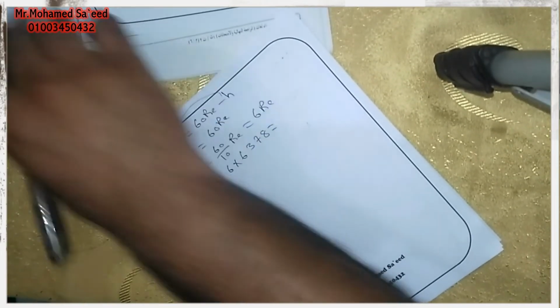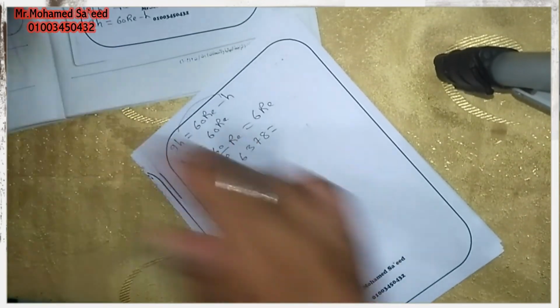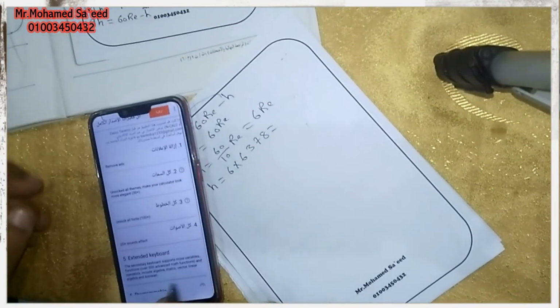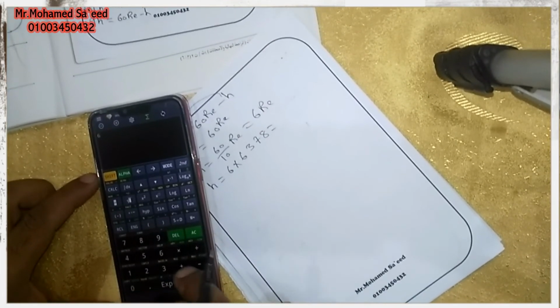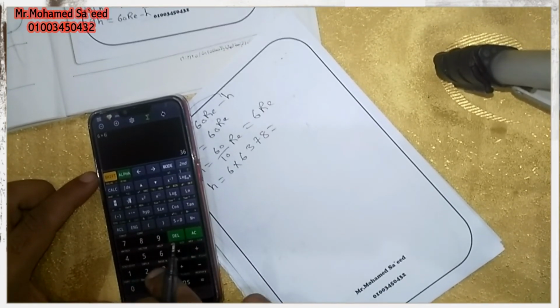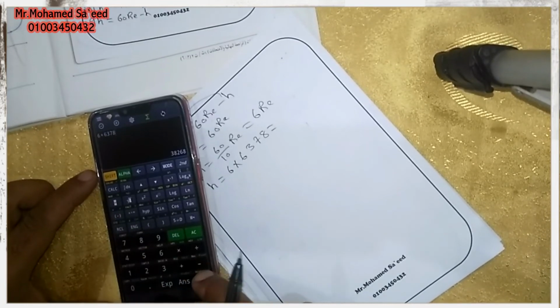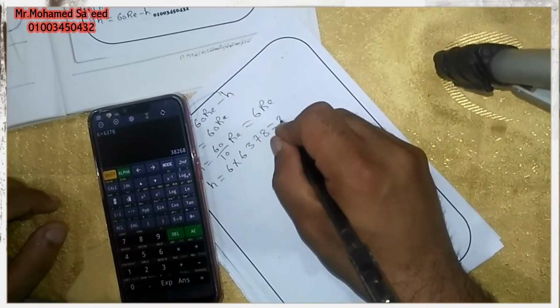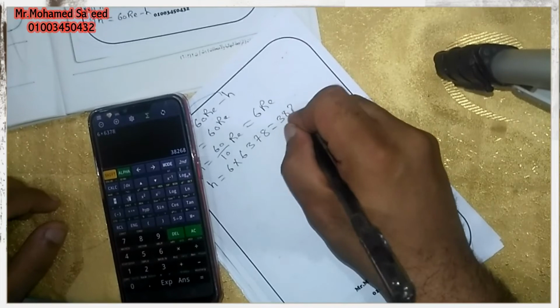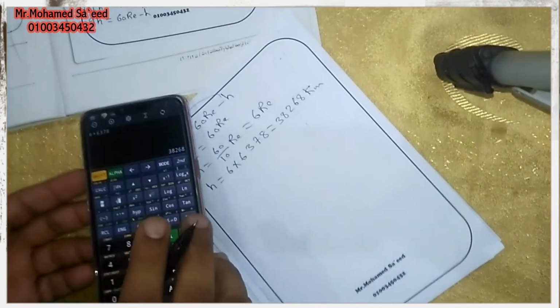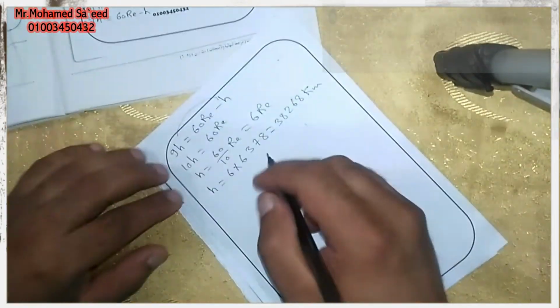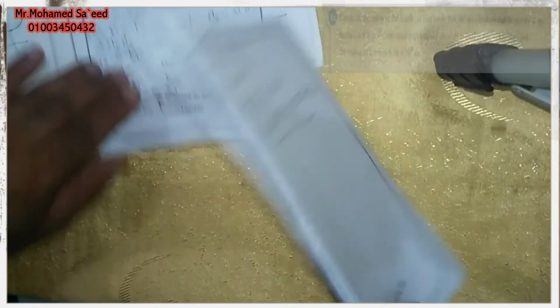So the height equals 6 multiplied by RE, 6 multiplied by 6378, which we can calculate, equals 38,268 kilometers. Okay, another problem.